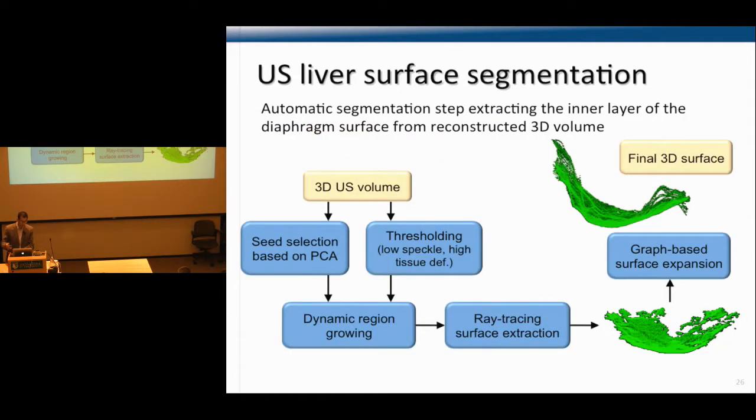Just a quick word on how we get that surface segmentation from ultrasound. We initialize a seed inside of the 3D volume that falls near the diaphragm and apply a dynamic region growing to extract that region, and apply a ray tracing algorithm to extract the inner surface of the diaphragm. Then we expand that surface using a graph-based approach. I'll explain in just a second why we need that expansion.